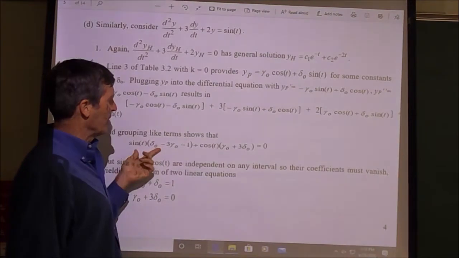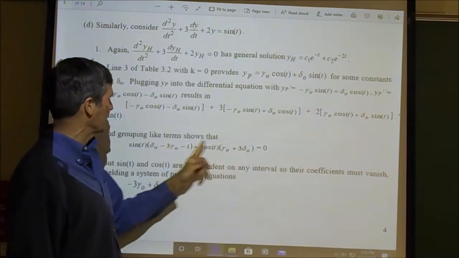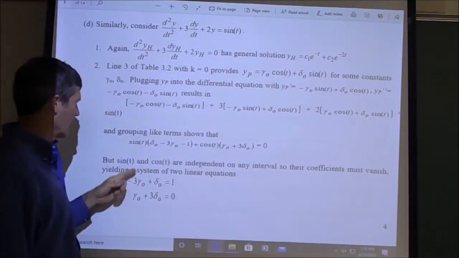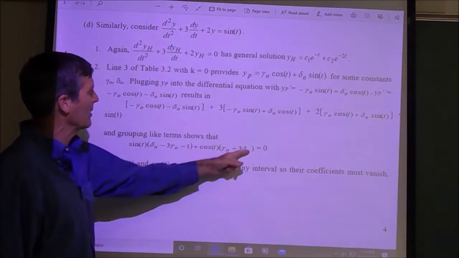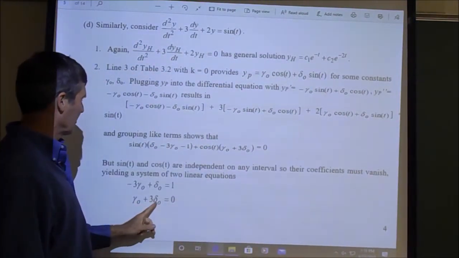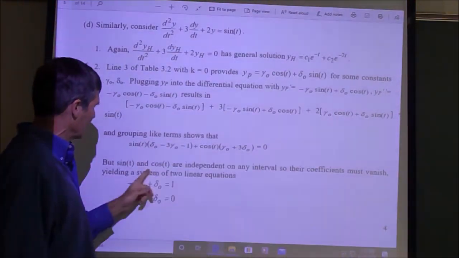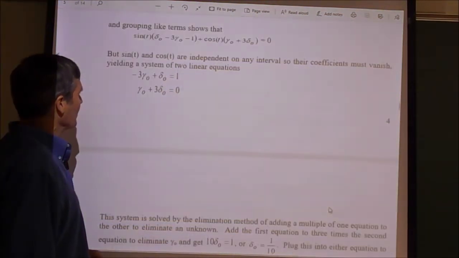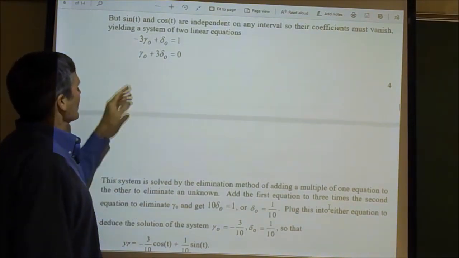Since these are independent functions, we know that the linear combination of them is 0 if and only if both coefficients are 0. That says this has to be 0 and this has to be 0. The first equation says minus 3 gamma 0 plus delta 0 equals 1. The second one says gamma 0 plus 3 delta 0 equals 0. As always, it's the same number of linear equations as unknowns, and it will have a unique solution. And so we just have to find it.